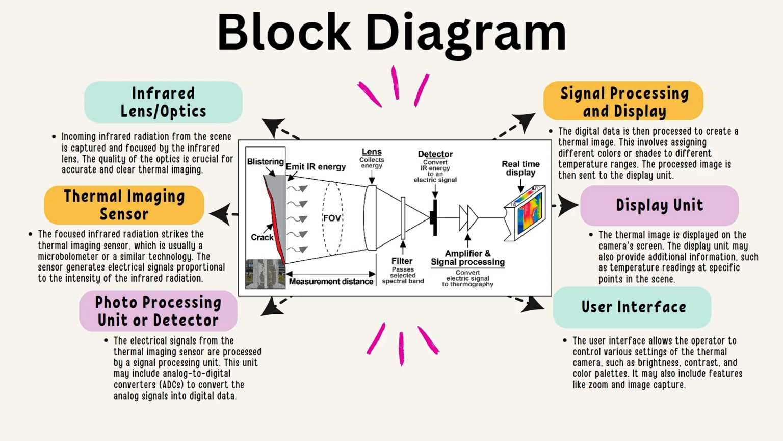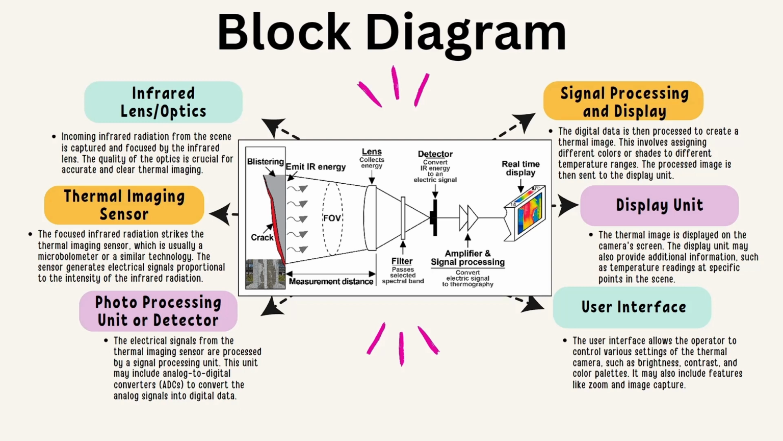Now the image, which is created by the signal processing unit, is displayed on the camera screen through the display unit. This display unit can consist of more information such as the temperature of the body and also another type of display, depending on the camera unit we take. And after that, this one is optional, we have a user interface in which the user can change the settings of the image which is produced. He can increase or decrease brightness, contrast, and even color palettes.